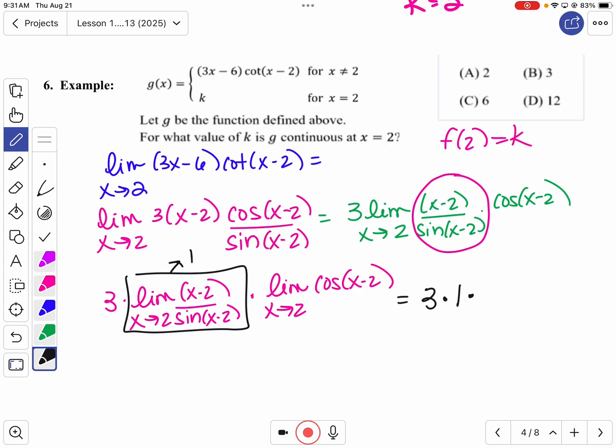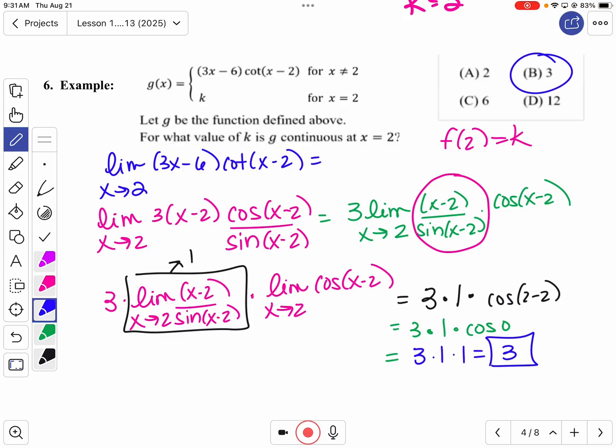And then for the last one, I can actually do direct substitution. Just plug in cosine of 2 minus 2, or the cosine of 0. What is the cosine at 0? It's 1. So I have 3 times 1 times 1, which is 3, and that is my solution. All right, that one's pretty intense. Did you agree? Yeah.